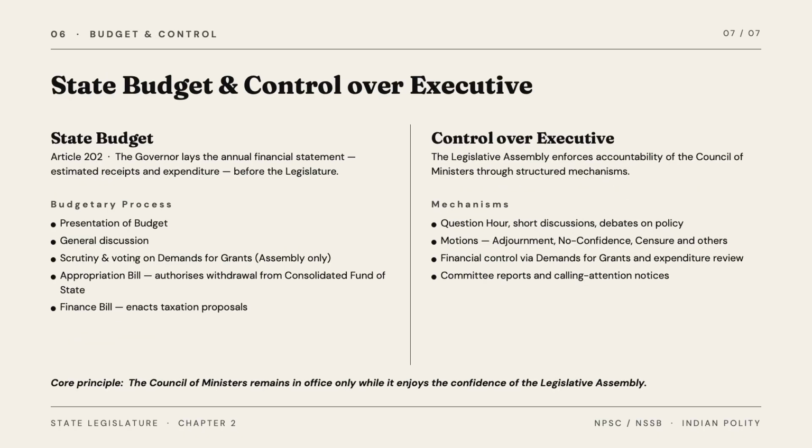State budget and control over executive. State budget. The governor lays the annual financial statement. Estimated receipt and expenditure. What is receipt? The money that they receive. What is expenditure? The money that they've spent on. That's called receipt and expenditure. So the annual financial statement will show the estimated receipt and expenditure, how much money they'll be getting, how much money they'll be spending.